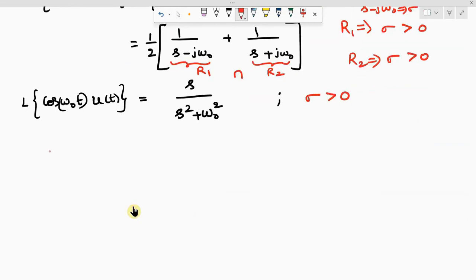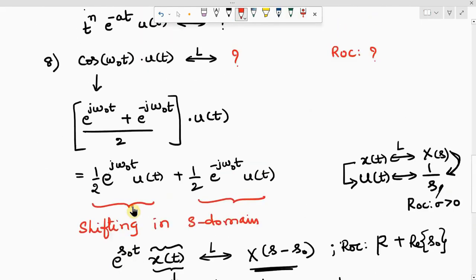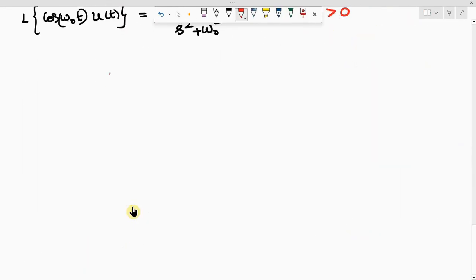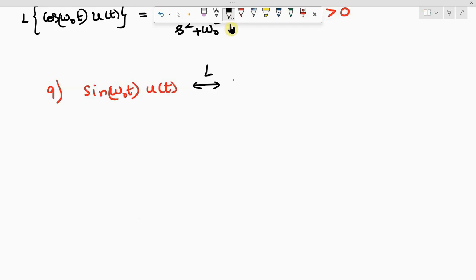Next function, the next problem. Can you do this from your end because it is similar? Please try this. It is very similar to the previous problem. Also find the ROC. We'll proceed to the next problem.